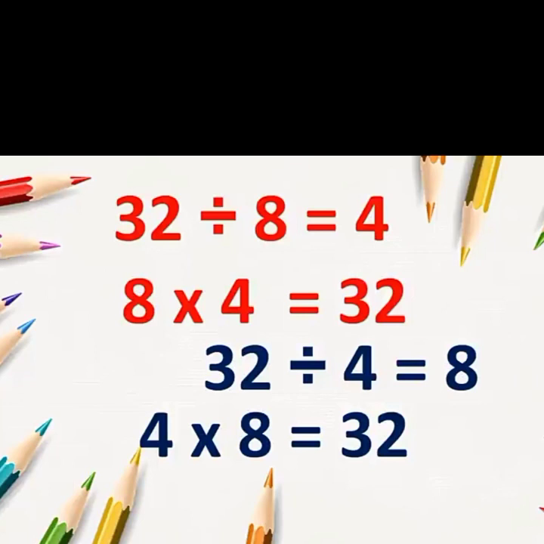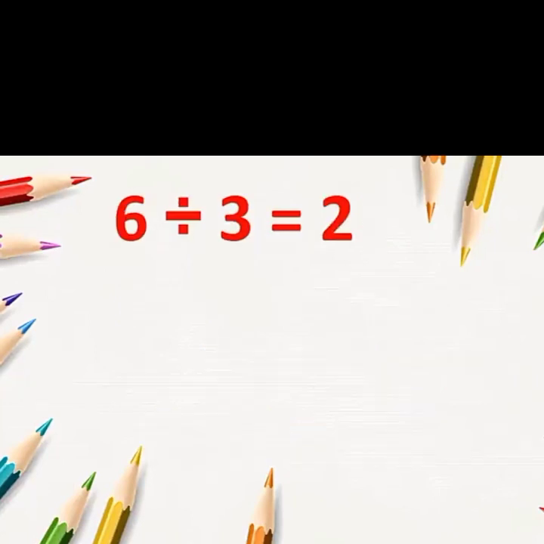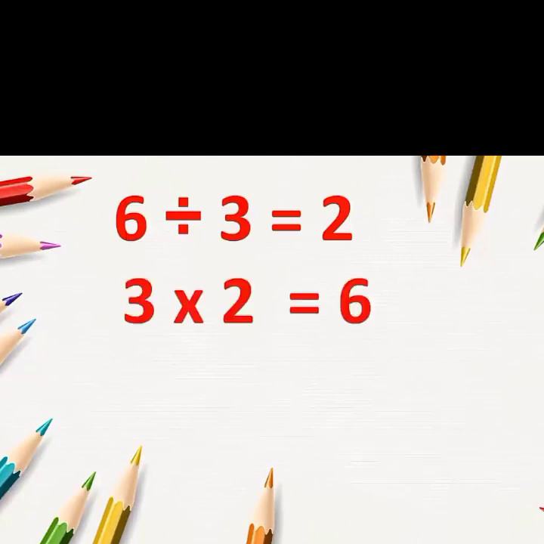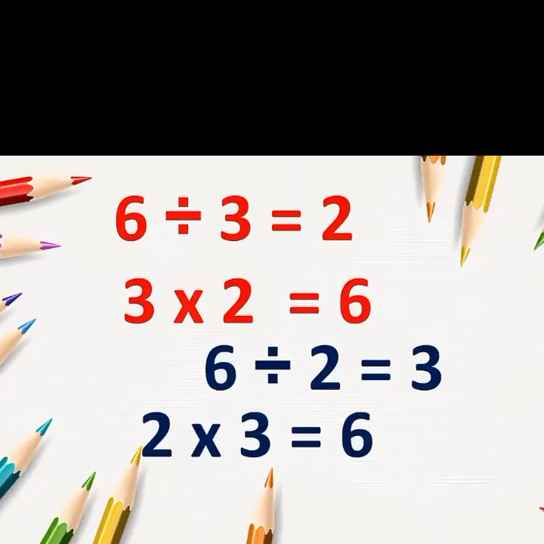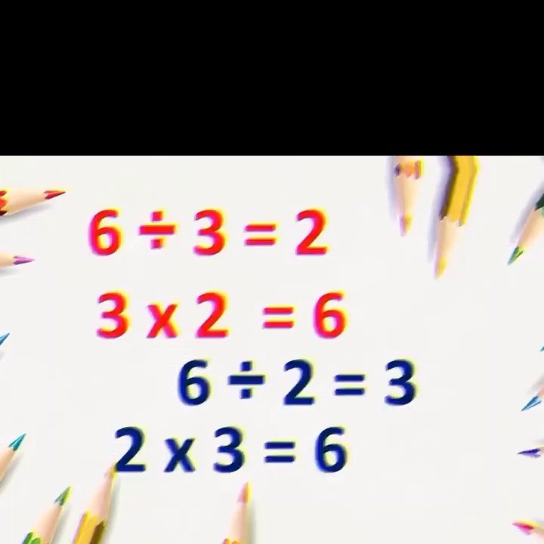Let's take a look at one more problem. 6 divided by 3 is equal to 2. We can check that by looking at some related facts in multiplication. So 3 times 2 is equal to 6. We can also divide 6 by 2, which is 6 divided by 2 is 3, because they are related facts.